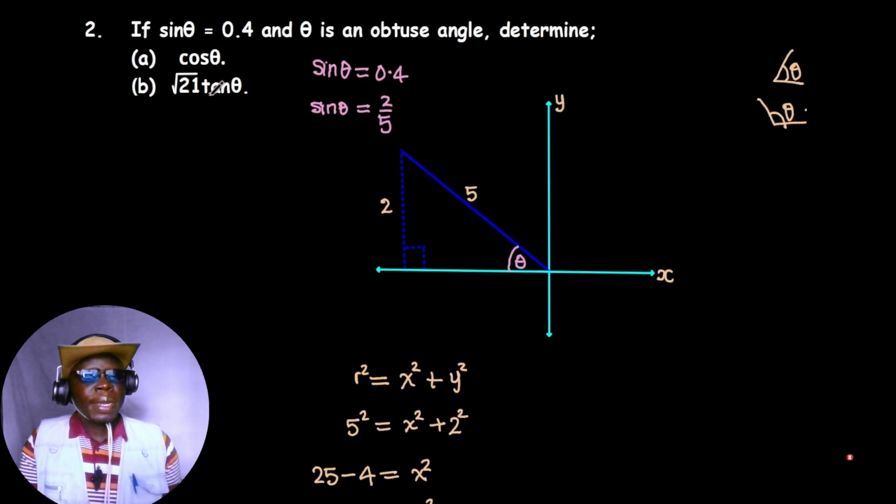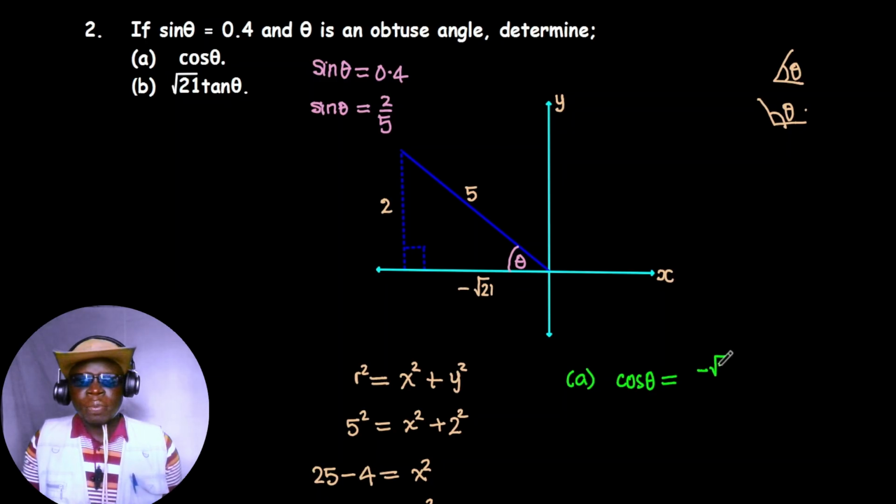And also, given part B of the question, we have something similar to what I've just gotten here, that is under root 21. So let's start answering our question right away. Part A of the question is asking us to get cos of the angle theta. This is given by adjacent over hypotenuse. So our adjacent is negative root 21, over hypotenuse, which is 5. And that is the solution for part A of the question.